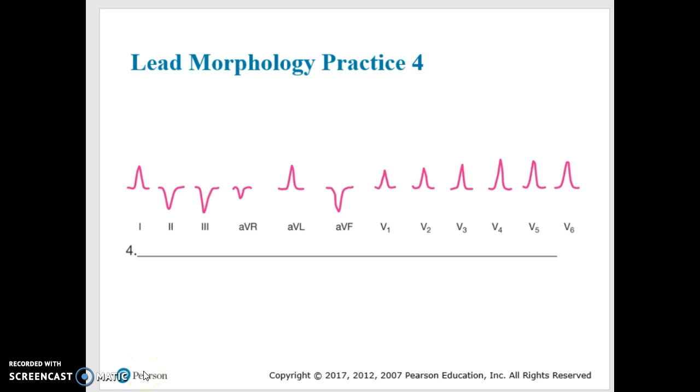So I hope you guys get some help from this. I will be doing another video, and we'll go over axis quadrant determination. I know there's probably a lot of questions about that, but hopefully this will help you get started.